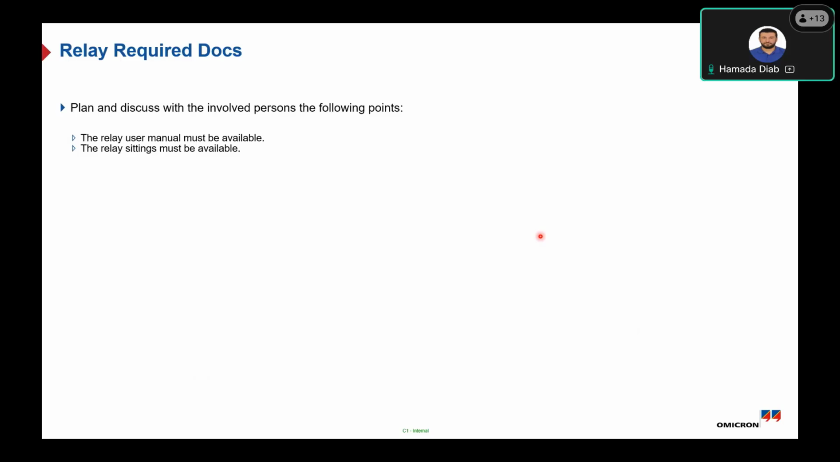Okay, so here are the required relay docs. If you are starting from scratch, you can find out the general shape of the impedance using the relay manual, and you can also check the relay parameter settings available inside the protection relay. You can export them using the relay software. Then you can import them inside the OCC file to make a predefined and customized test plan.